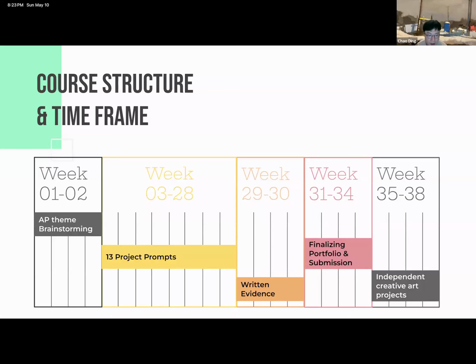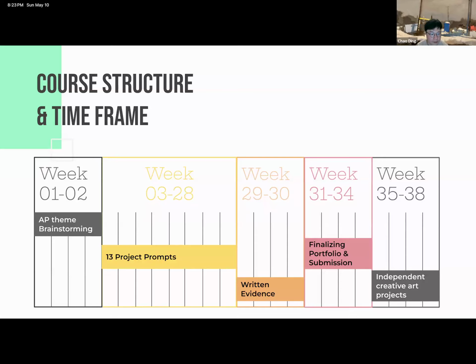And then from week 3 through around week 28, which is the middle section in the yellow color, the student will work on a series of project prompts and the major portfolio pieces. Throughout this period, we focus heavily on composition, technical skill development, like experimentation with different media, and also creating visually strong artwork that reflects each student's individuality. This is also the kind of requirements or criteria from the official AP Art College Board website.